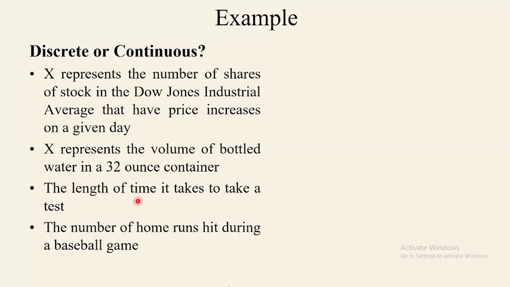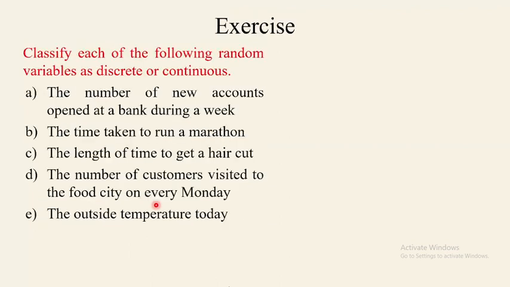Third one? Continuous. Here also we are measuring the length of time. So it is continuous. Fourth one? Discrete. Discrete, right, because we are counting the number of home runs hit during a baseball game. Similarly, you can identify whether it is discrete or continuous. We will take this as an exercise.